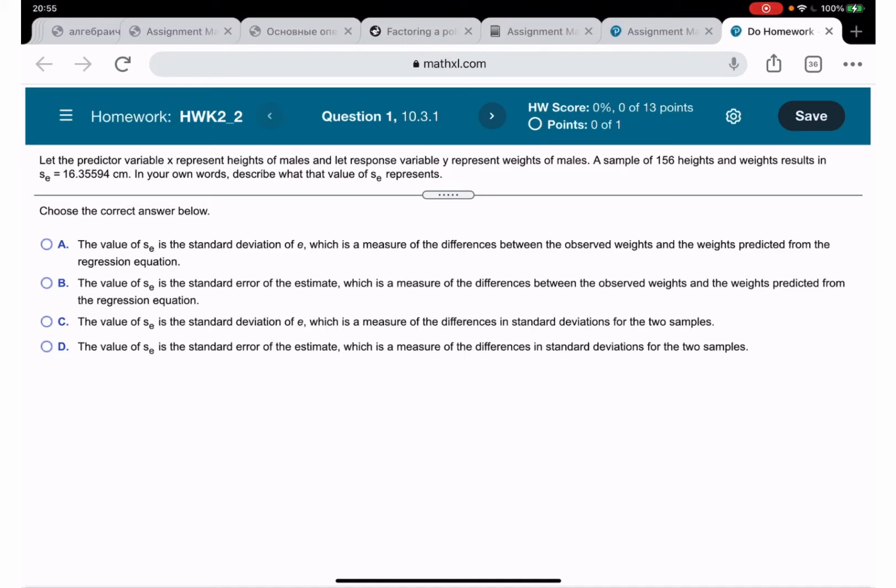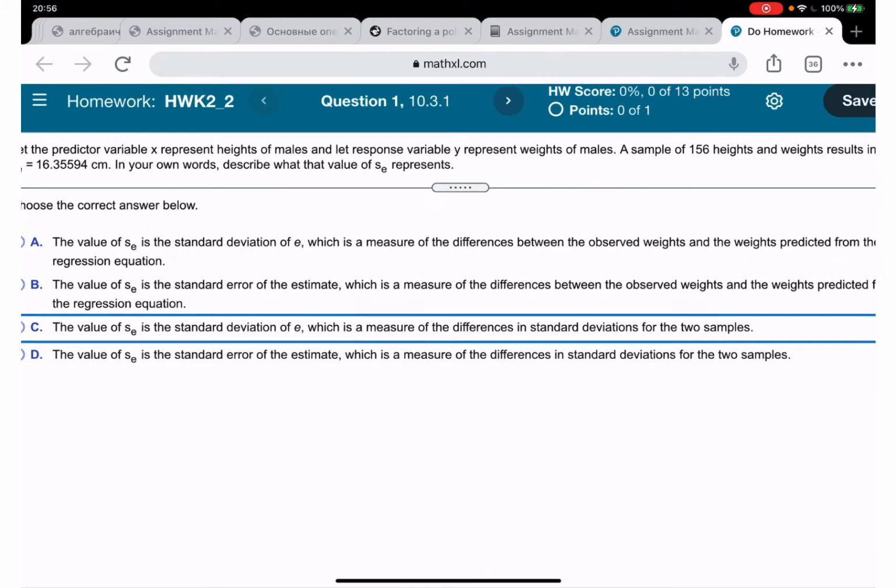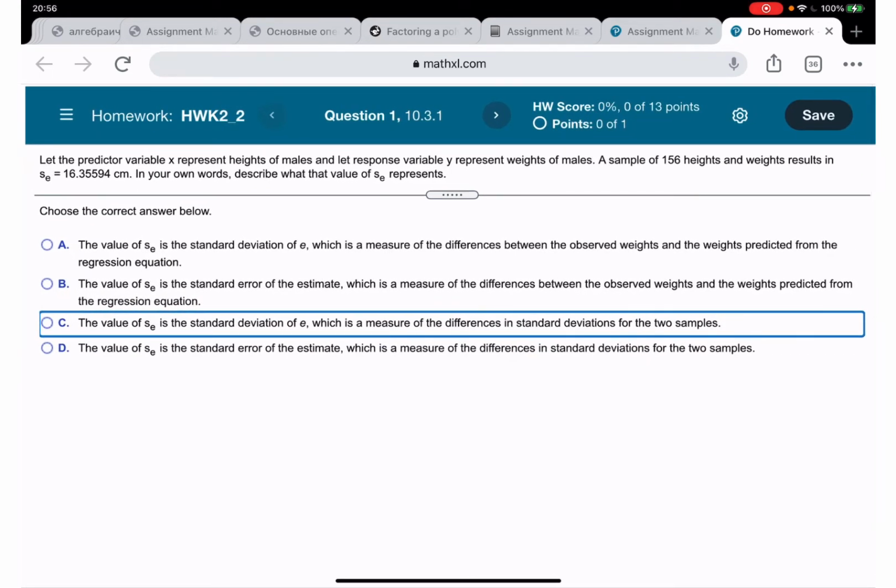Okay, doing homework 2-2. So it's a continuation about correlation. Let the predictor variable x represent height of male, and the response variable y represent the weight of male. So the height of male versus weight of male.